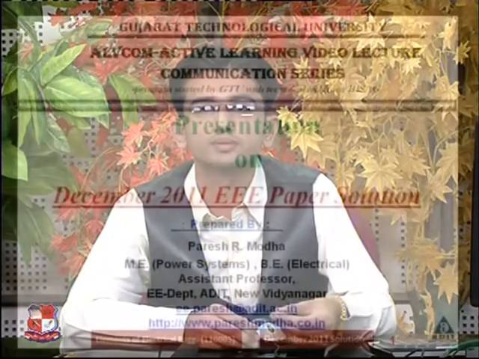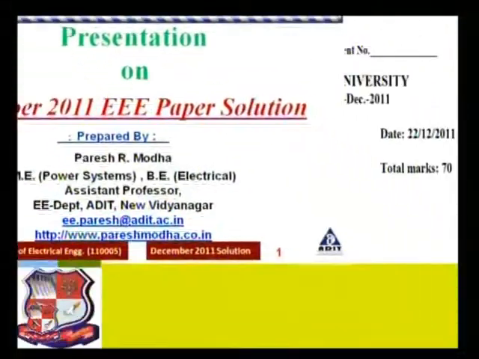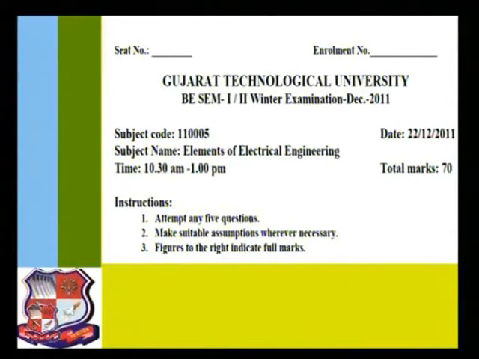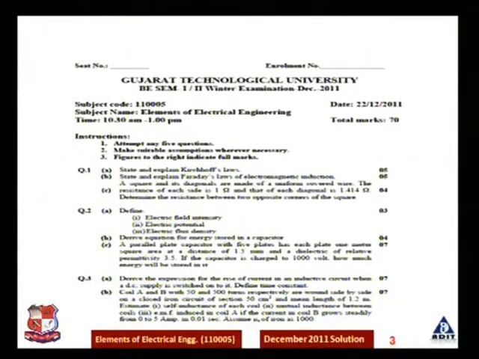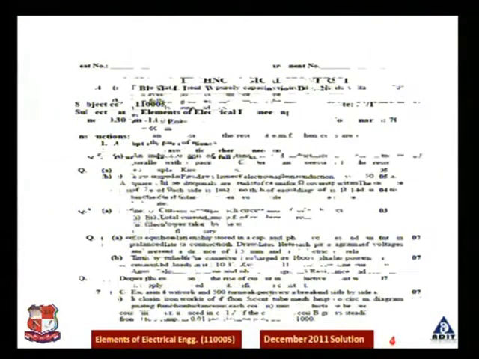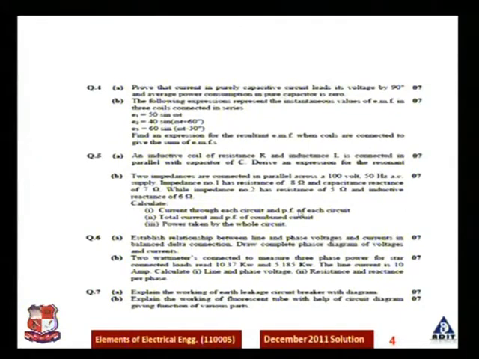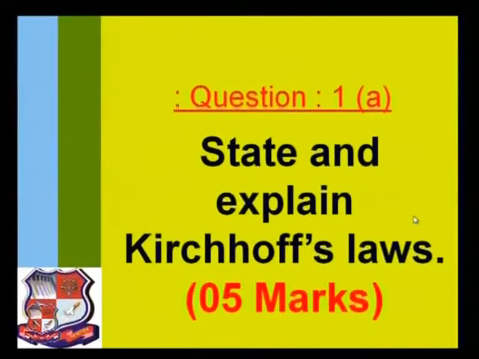I advise the viewers to please download the December 2011 paper from the GTU website and then you can start. The question paper title is Elements of Electrical Engineering subject, dated 22 December 2011. It is mentioned that you should attempt any 5 questions. There are 7 questions, and as per the new paper style, you have to attempt only 5 of them. This is the paper of GTU. You can see that 7 questions are written, and on the right hand side the full marks are indicated. So let us begin with question number 1A.